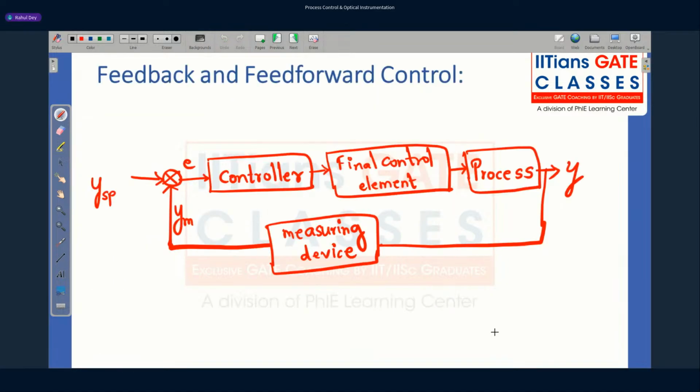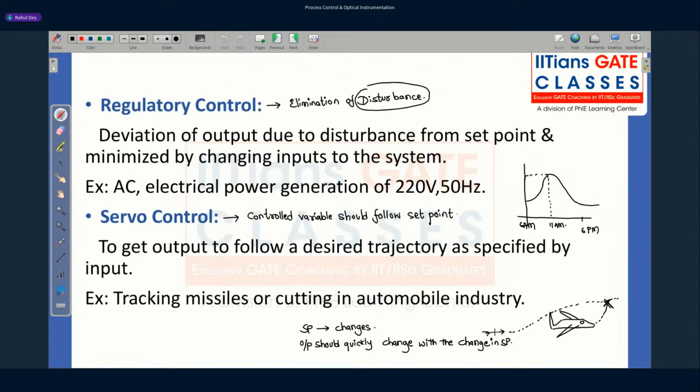So now let us try to differentiate between feed forward control and feedback control. A few things I want to say in regulatory control. In regulatory control, our main objective is to control the load variations. Load variation means what? Basically, we want to control the disturbance, the load variations. So in regulatory control, my main aim is to control load variations.